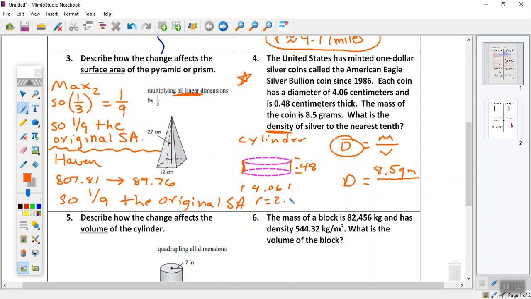Yeah, 2.03 is the radius. What's the height? 0.48. So somebody punch that into your cylinder formula for me. Radius of 2.03. Is anybody in that Google thingy right now? 6.21. I'm sorry, Aubrey, I didn't hear that. 6.21. Guys, what kind of unit should I put on that volume here? Cubic centimeters, okay?